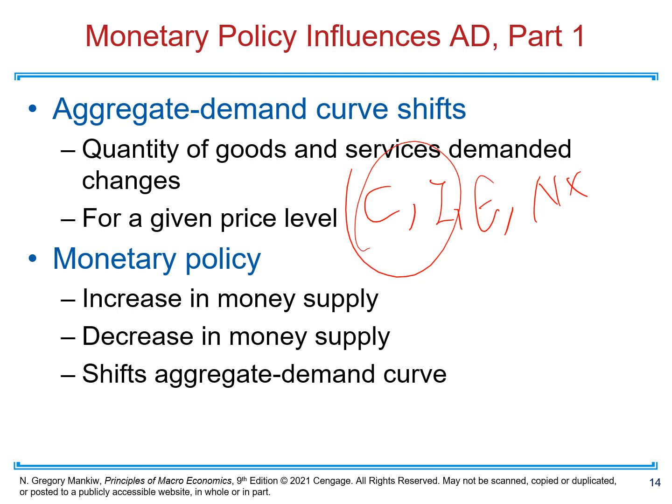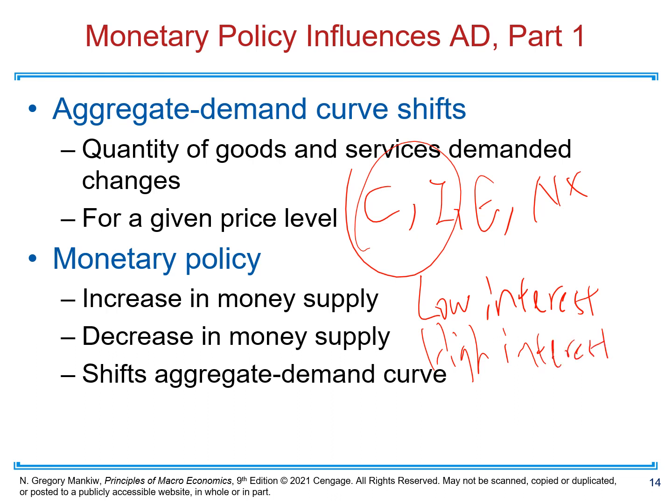And then next, monetary policy. Monetary policy can either increase or decrease our money supply. Increasing money supply means a lower interest rate. Decreasing money supply means a higher interest rate. Right? So either a lower or higher interest rate will have a different impact on the economy, and it really depends on what the economic need is at the time.